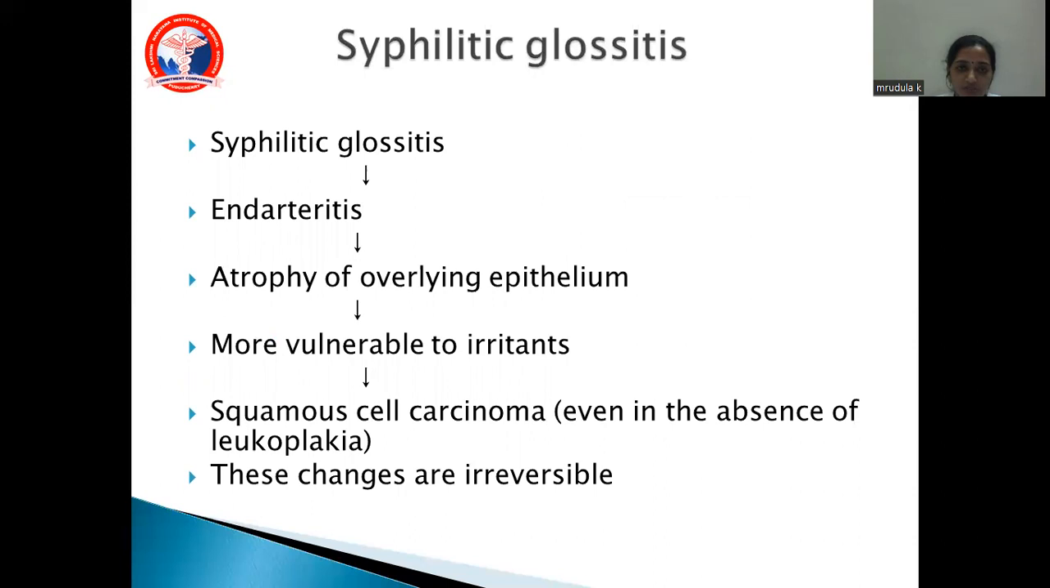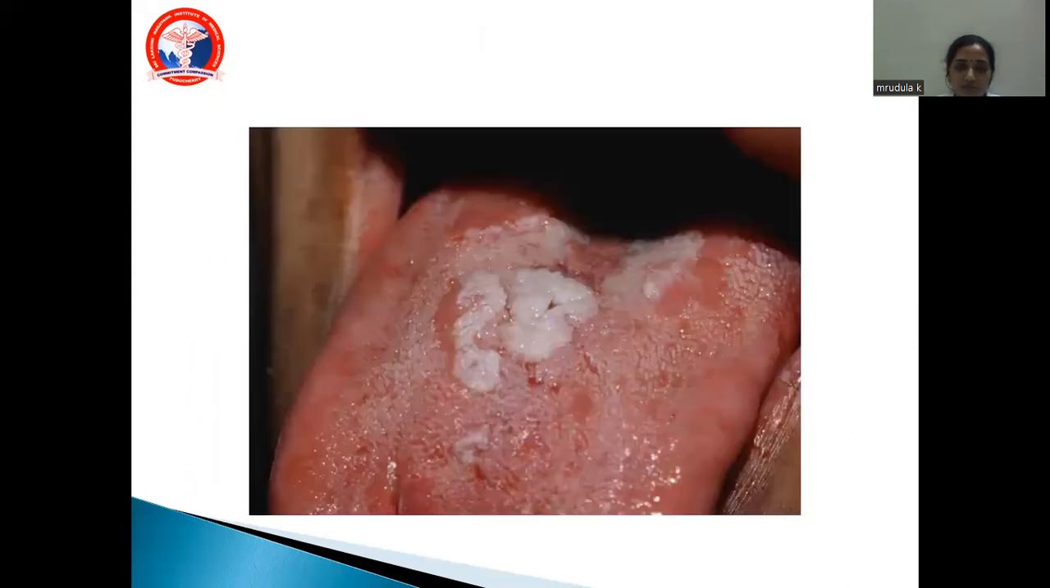Syphilitic glossitis is one of the pre-malignant conditions. It leads to endarteritis and atrophy of the overlying epithelium. This epithelium becomes more vulnerable to irritants, leading to the development of squamous cell cancer, even in the absence of leukoplakia. And these changes are irreversible. This is one syphilitic glossitis picture.